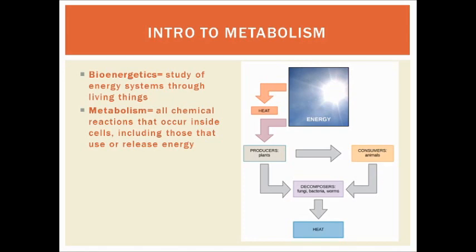Bioenergetics is the study of energy systems through living things. How are they getting their energy? Are they autotrophs? Are they chemotrophs? Are they heterotrophs? Producers are going to get their energy from the sun, from heat. Producers then act as energy for things like decomposers, fungi, bacteria, worms, and for consumers like animals or humans. Animals can also be, or consumers can also be, food for decomposers, which then release heat into the environment.